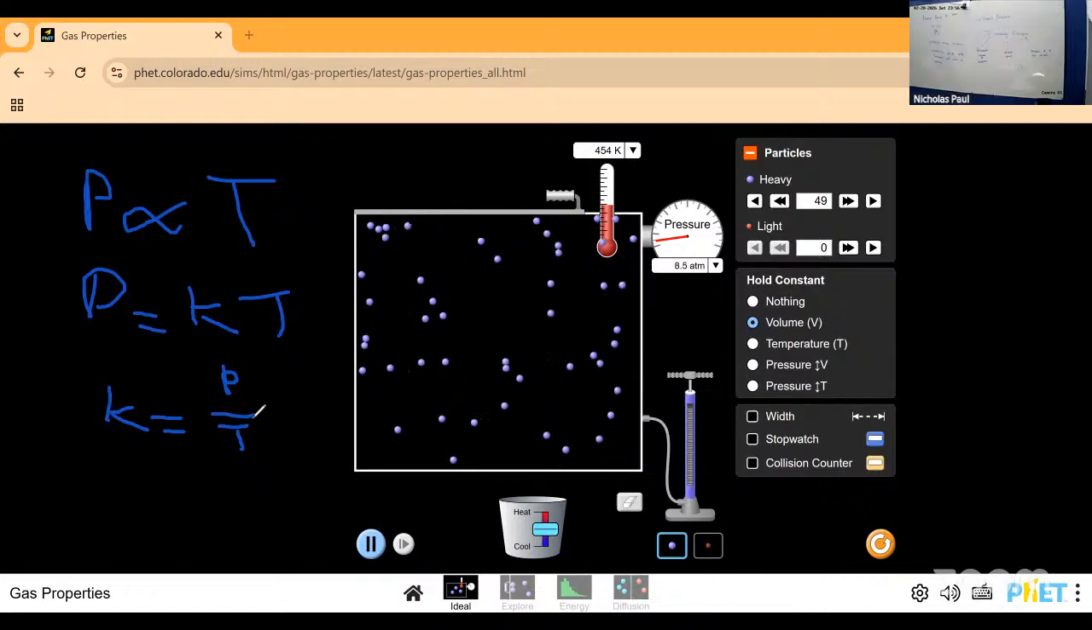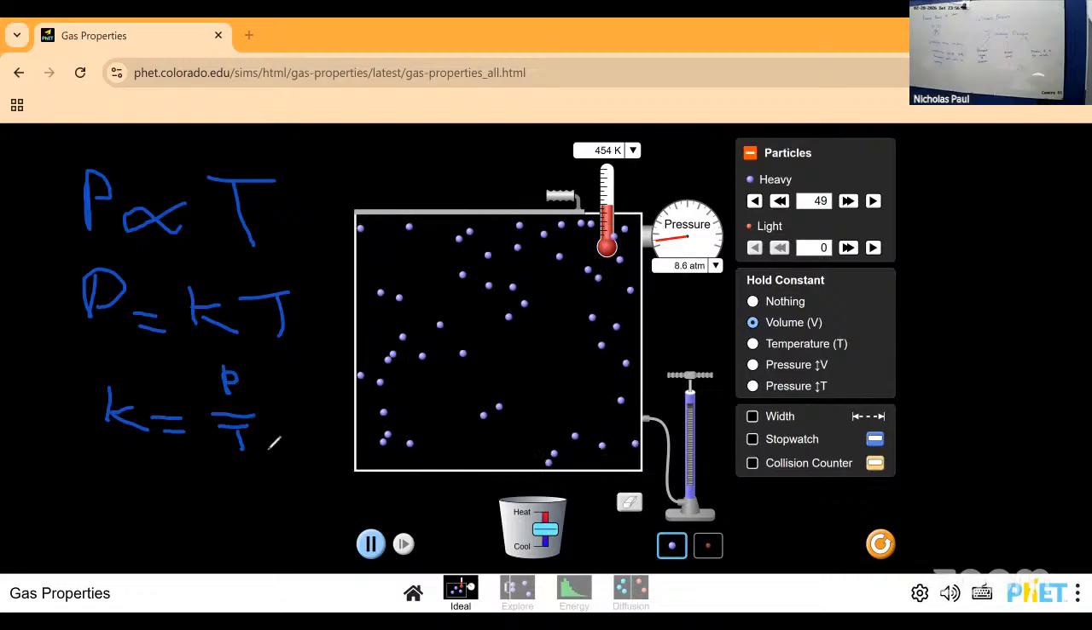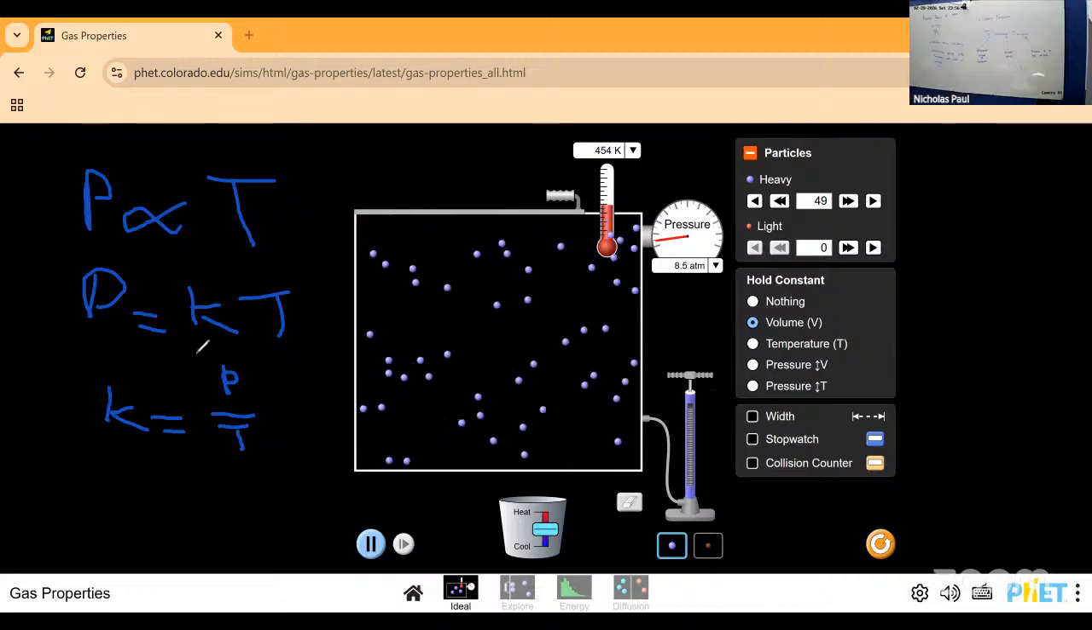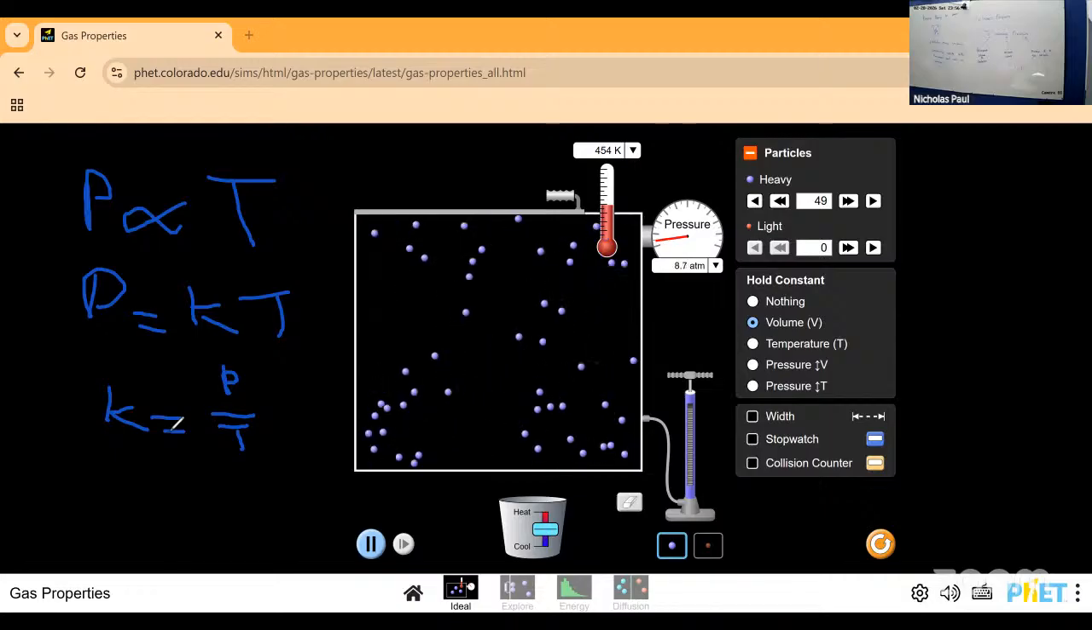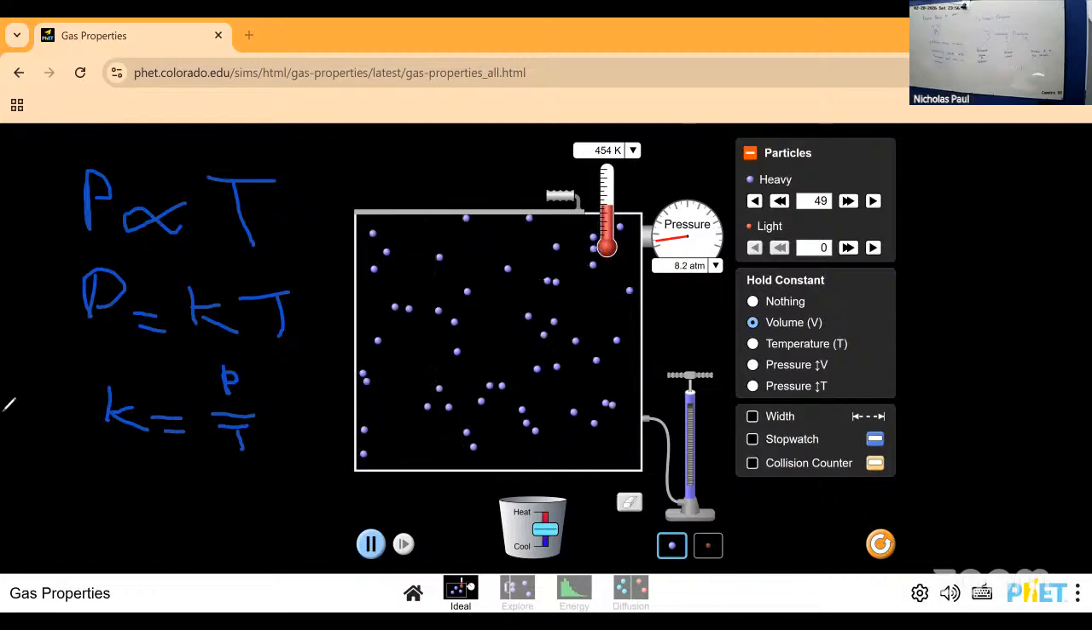This law is called the pressure law. I'll give you the handout and I'll let you write them now. That's the first one we investigated.